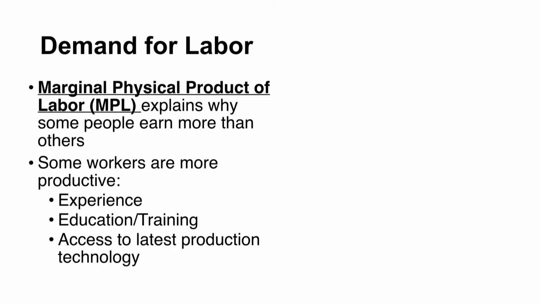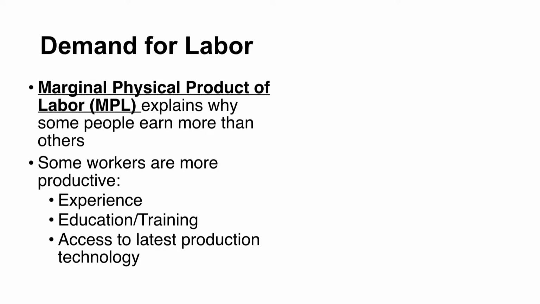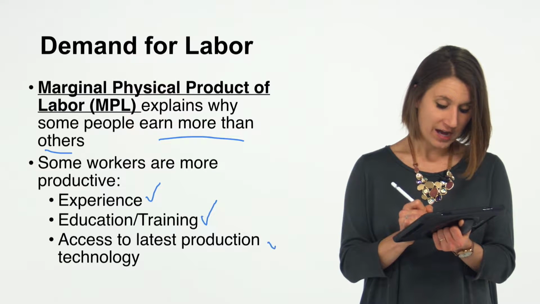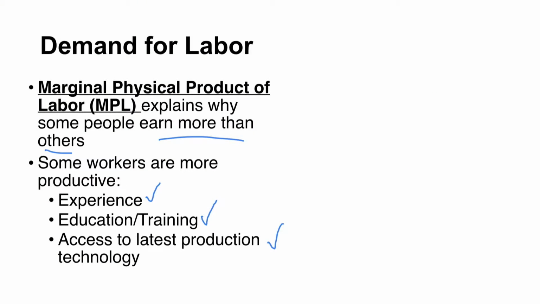So to be able to analyze in greater detail the demand for labor, we have to look at a couple of variables. The first is what we call the marginal physical product of labor. So what this is going to reflect is that it's going to show us the changes in quantity produced based on additional workers. The differences in the marginal physical product of labor are going to help reflect and show us why some people may earn more than others. So what we see is that some workers tend to be more productive because of experience, education and training, or access to the latest technology, which will influence their marginal physical product of labor.